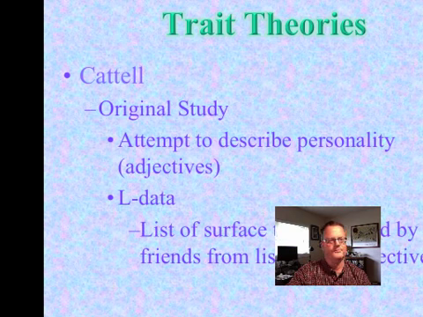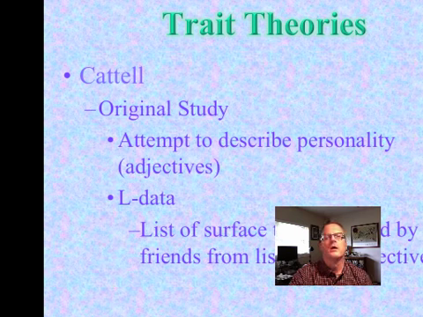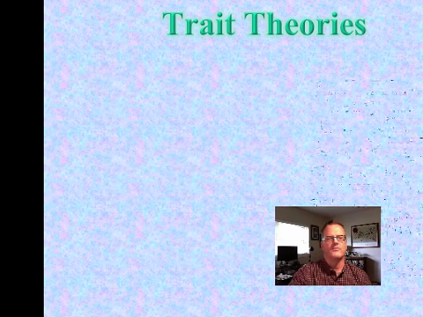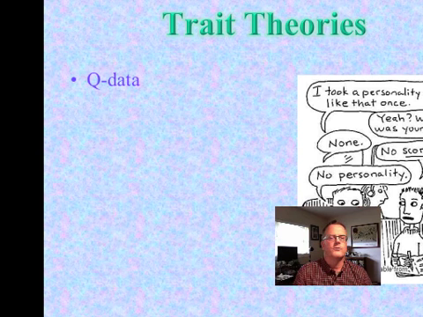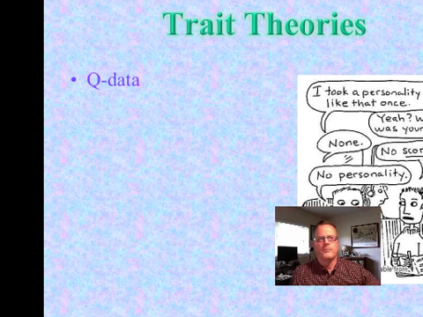Once he had this, he then wanted to have other data to look for convergence, or whether these measures were valid, whether there was a correlation coefficient high enough. So he looked for Q data. Q data is data when you ask John Smith, please take this questionnaire. So instead of somebody else rating you, you rate yourself. Q data, self-rating.